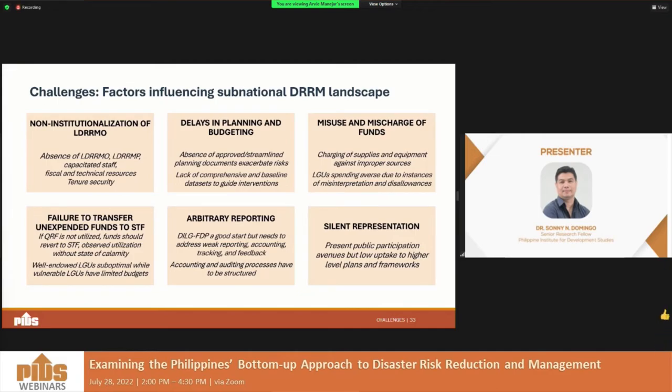Arbitrary reporting as well. As mentioned earlier, we actually benefited from the LGU submitting reports, although not in a very standard way, to the DILG full disclosure portal. And then silent representation in terms of the presence of the public in the platform for representation in different levels, no? From the barangay, municipal, city, province, and regional levels. As well as, of course, the national level, where you have the NTMC supposedly with representations from CSOs.